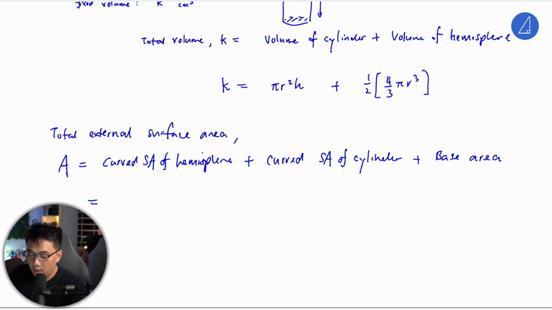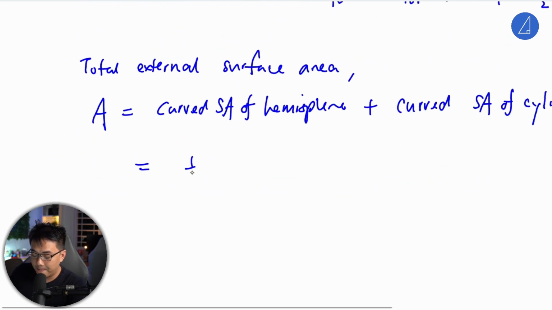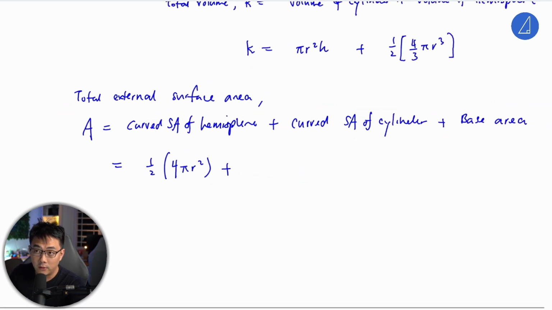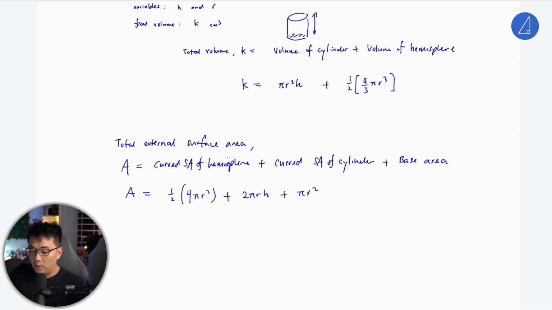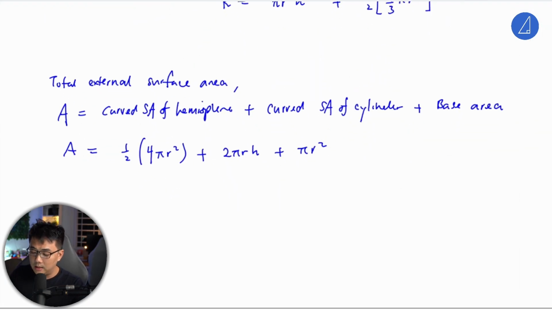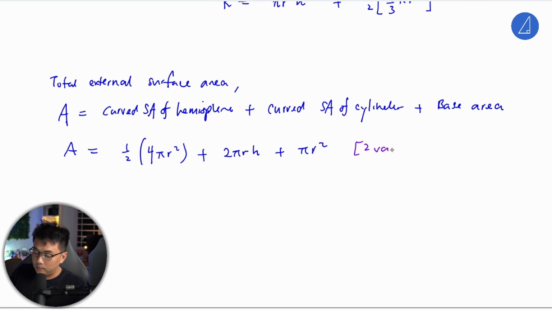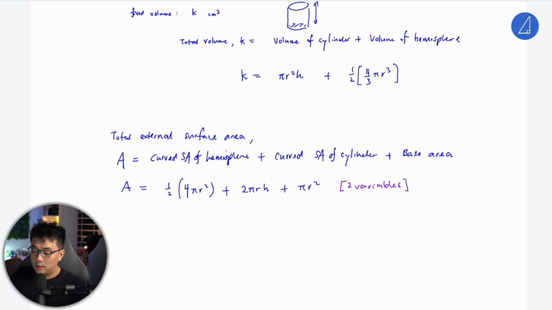So the curved area of the hemisphere will just be half of 4 pi r square, after which the curved surface area of the cylinder will be 2 pi r h, and the base area will be pi r square. So in this case here, the main thing is to understand that we want to minimize this, but the problem is that we have 2 variables, and we need to change this to one single variable so that we can minimize it.